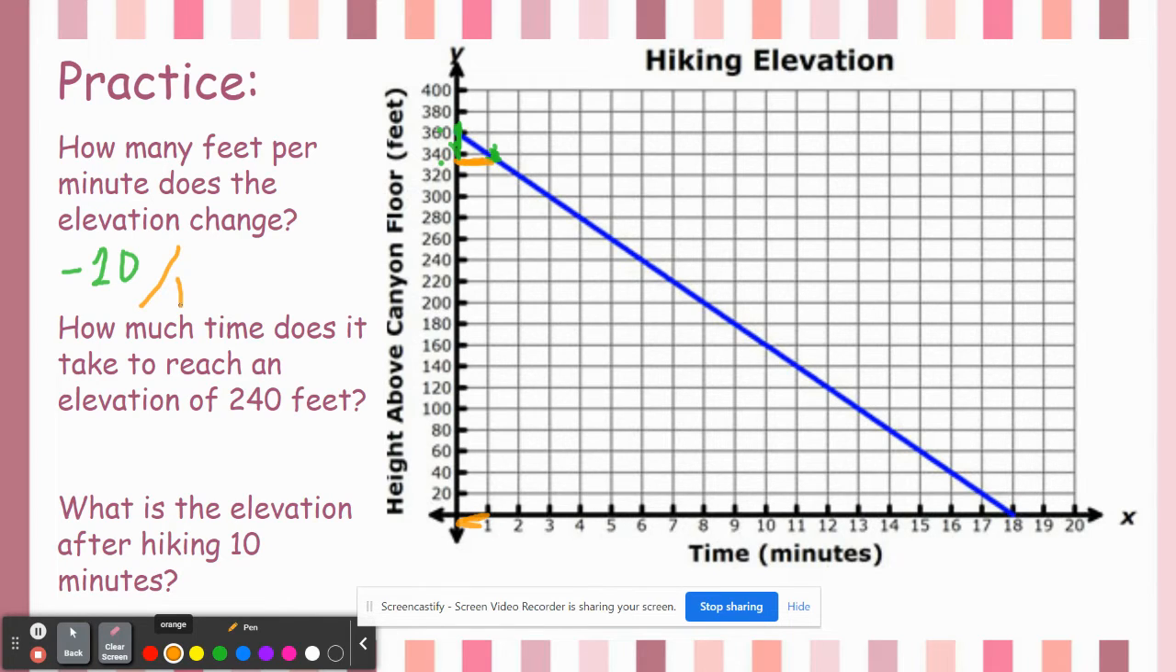So my feet per minute is negative 20. I'm going down, if you notice, it is going down, right? So it is a negative. Our elevation is going down, so that would be a negative. All right, I'm going to clear this because it makes it a little easier for the next question.